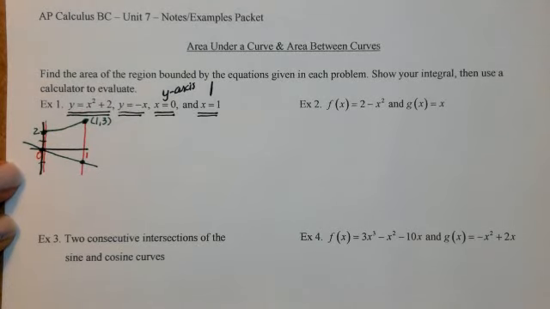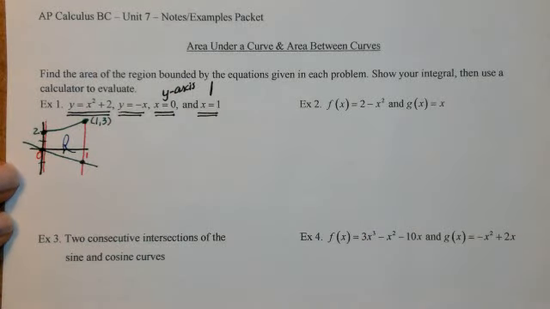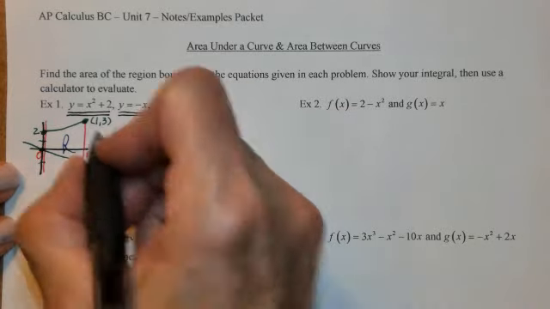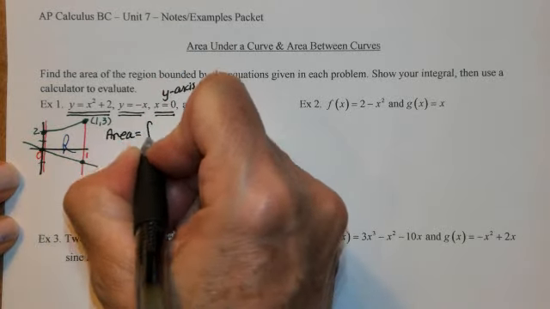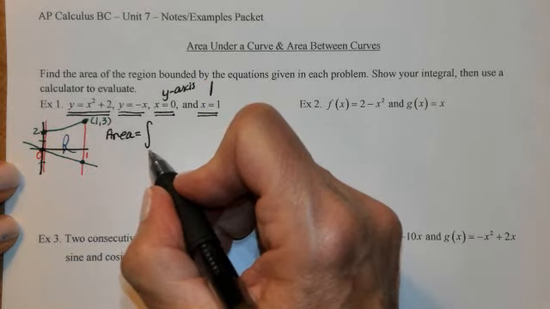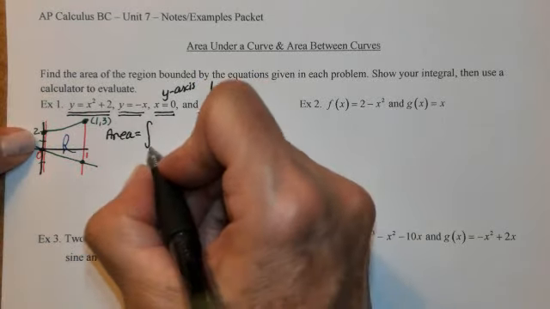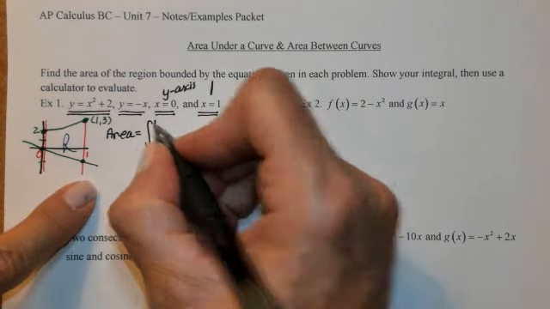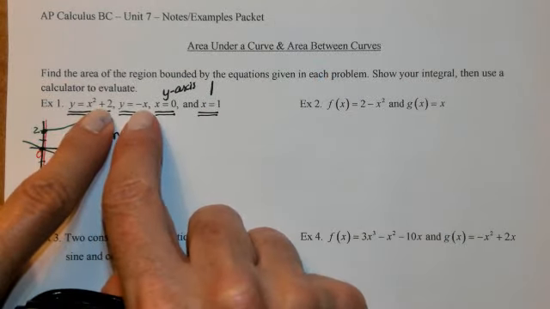So where is the region bounded by those 4 things? Well, the region bounded by those 4 things is right here. Okay, and we want the area of that region. So the area will be the integral from x equals what to x equals what? From x equals 0 to x equals 1. Why am I using x's? Because my function is all in x's.